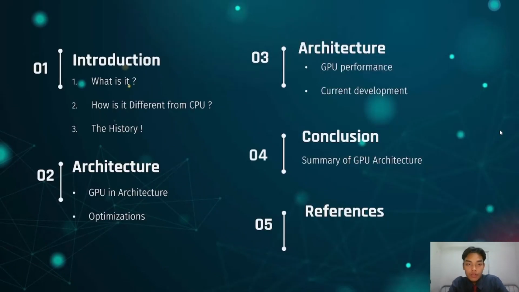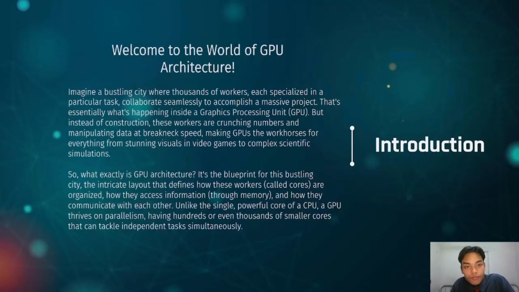So here is the table of contents regarding the topic that we're going to talk about in this presentation. The first one is introduction: what is it, how is it different from CPU, and the history. The second one is architecture. GPU in architecture, optimization. Next is GPU performance, current development. And the last one is conclusion, the summary of GPU architecture.